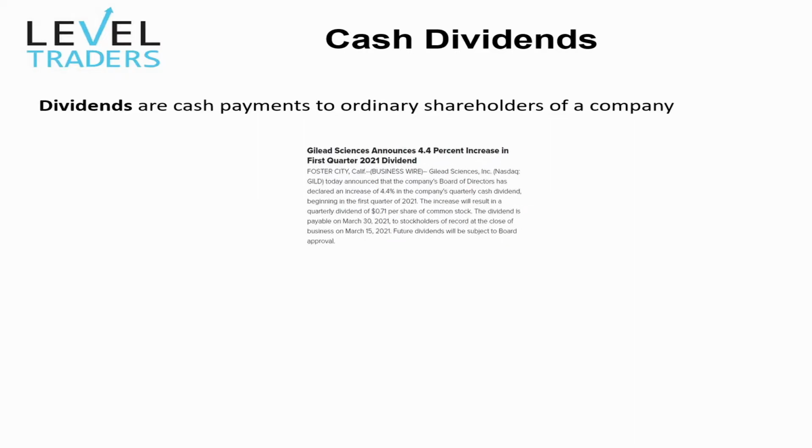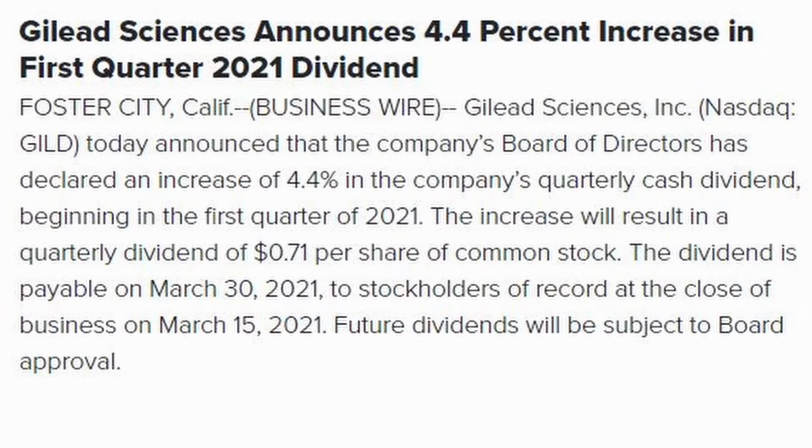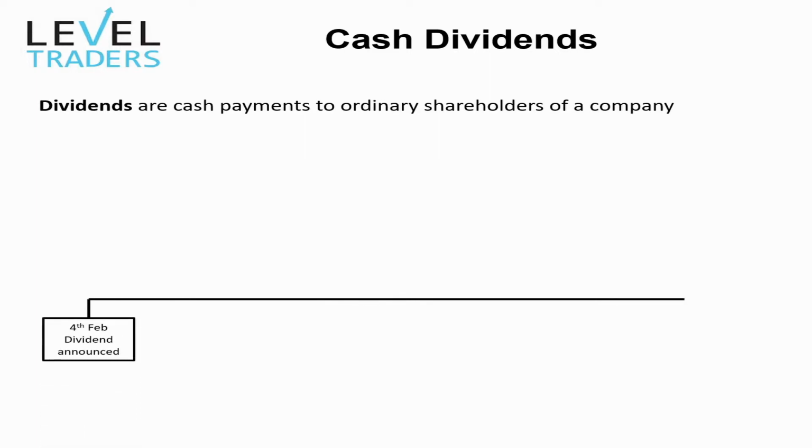Here is an example using the pharmaceutical company Gilead Sciences. Gilead announced a dividend in Q1 of this year of 71 cents per ordinary share. So for every share you hold of Gilead's, you'll receive 71 cents. Let's now have a look at the timeline of events based on that announcement. So there's the date the dividend is announced. That was 4th of February. Then there's the date the dividend is paid. So that's the 30th of March.